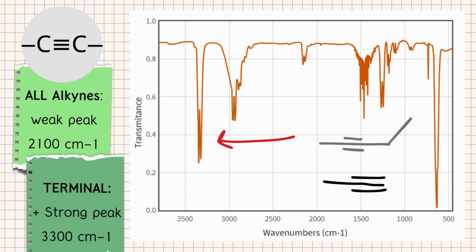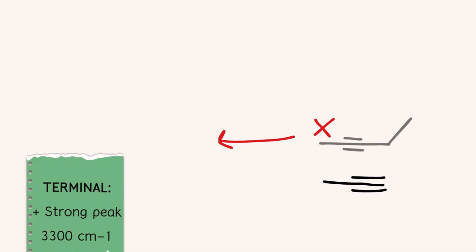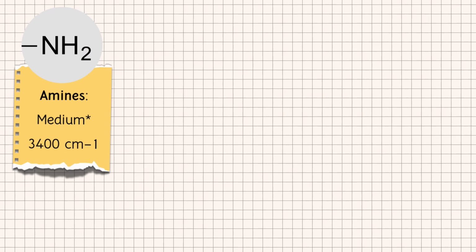Therefore, it would not give this spectrum because it should only have the weak peak, not this further one in 3300. That bonus is solely reserved for terminal alkynes. Well, next we have amines. These produce a medium peak in the 3400 region. Note, this is only for amines that have hydrogens on them.